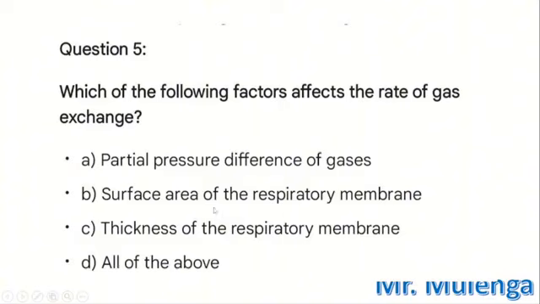B, surface area of the respiratory membrane, C, thickness of the respiratory membrane, D, all of the above. So partial pressure difference of gases, surface area of the respiratory membrane, thickness of the respiratory membrane, all these are factors that affect the rate of gas exchange. So the correct answer here is D.